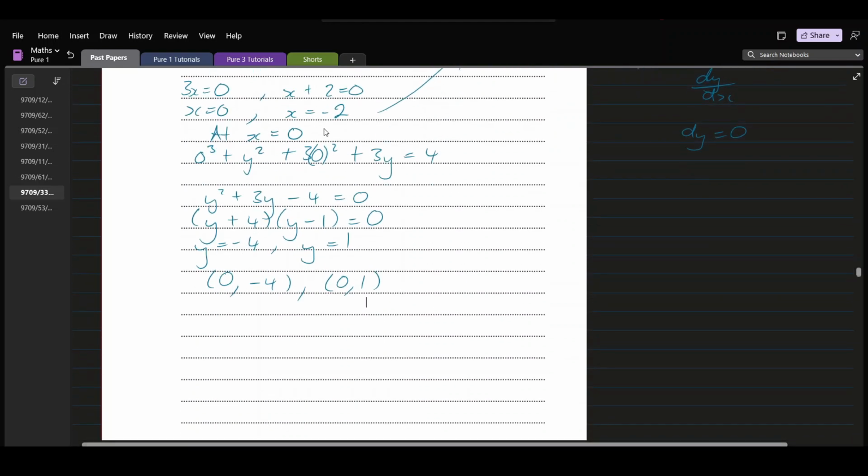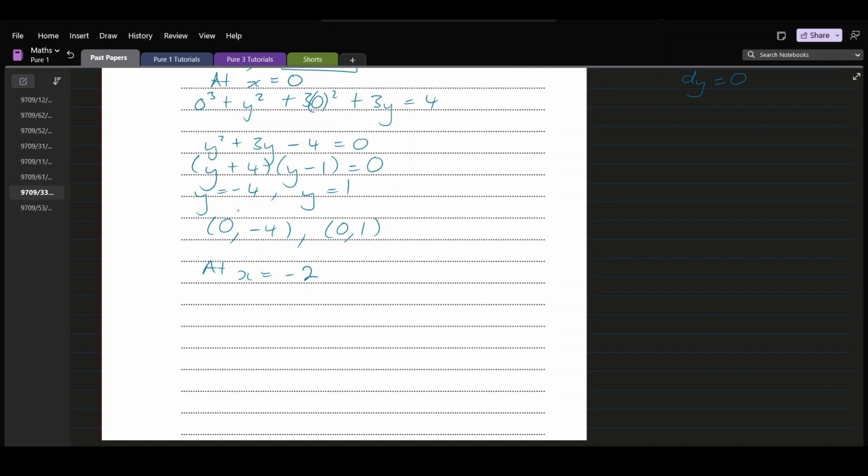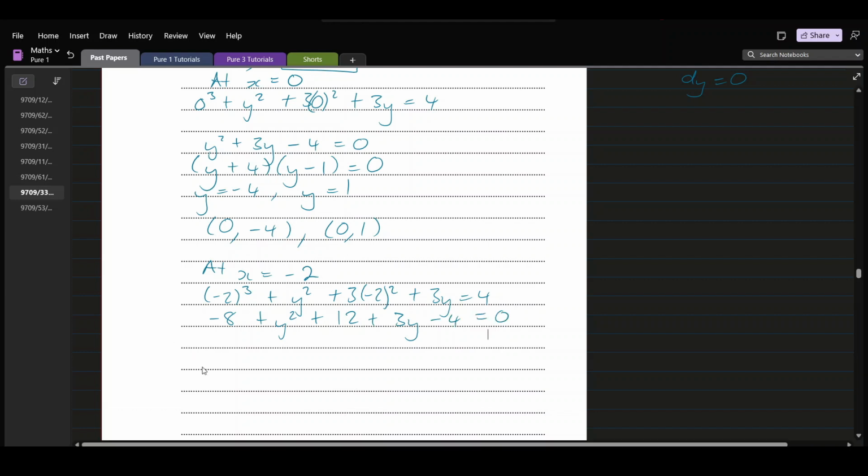And now let's evaluate at x is equal to -2. At x is equal to -2, if we substitute, this is (-2) cubed plus y squared plus 3 times (-2) squared plus 3y is equal to 4. So that becomes -8 plus y squared. And this is plus 4 times 3, which is 12, plus 3y. Let's bring the 4 to the left-hand side, so that's -4 is equal to 0.